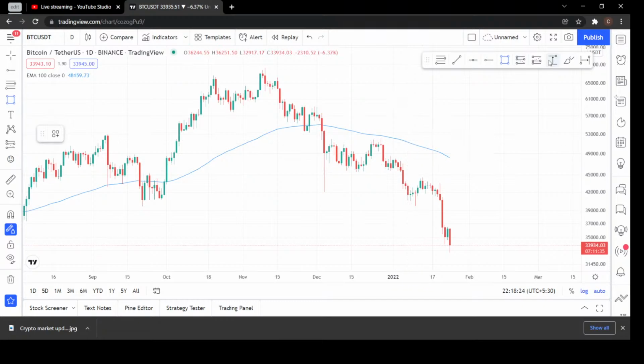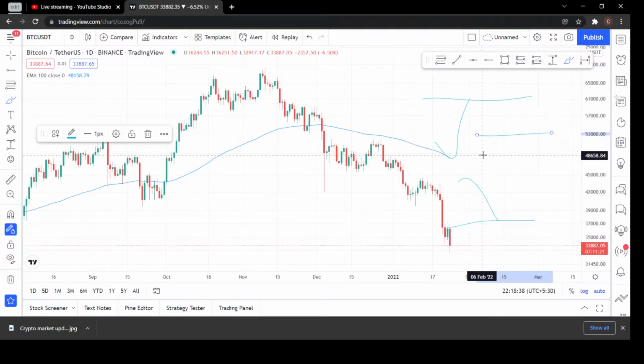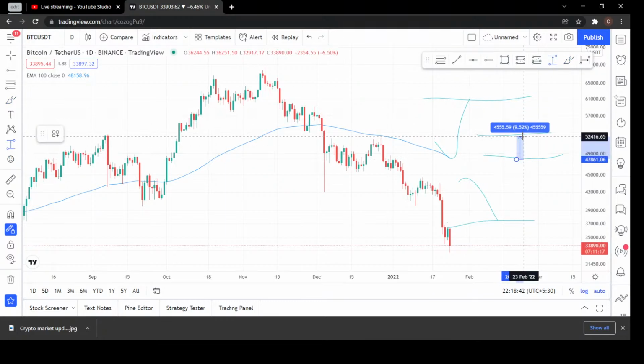Now the direction of the price is always two sides. The direction is either this or this. Even if the range is this big, the range can be this big, the range can be this big. How much is this range? Let's say this range is 8%.